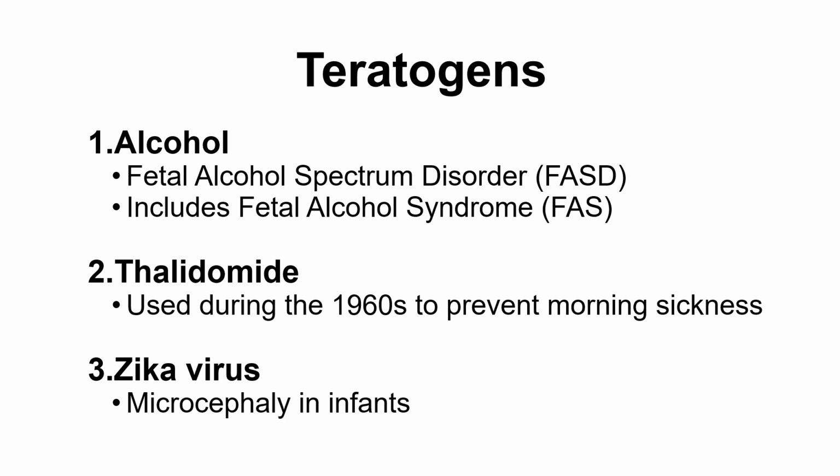Things like lead and mercury can cause birth defects. Exposure to radiation can cause defects. Nicotine is also a very large teratogen. It can cause miscarriage, premature birth, low birth weight, cleft palate, and more.